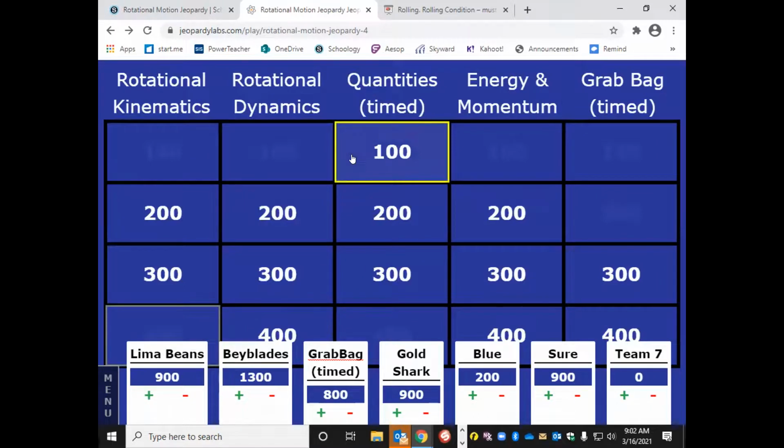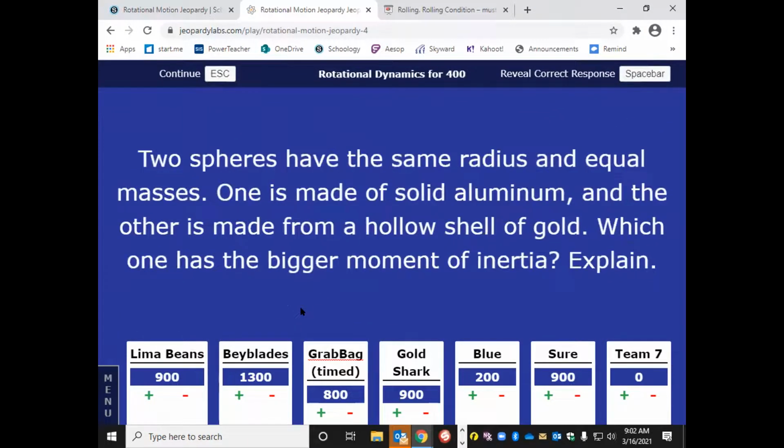All right. Who chose that one? Sure did. Lima Beans, what do you want? For 400.